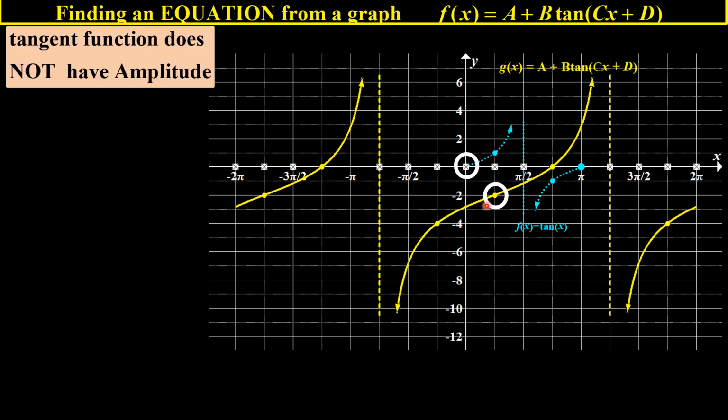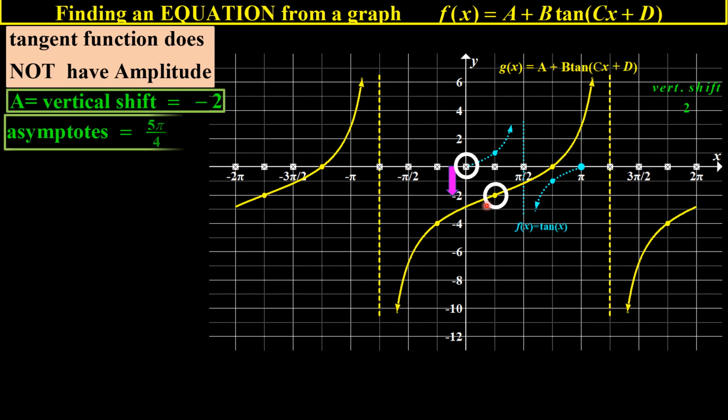Tangent function doesn't have an amplitude, but I can look at the vertical shift. It's moved 2 down. Because it's down, it will be negative 2. The asymptote, you can see we can read off the asymptotes. The one asymptote is there, that's 1 and 1/4, or 5 over 4. And this one is on the negative side.